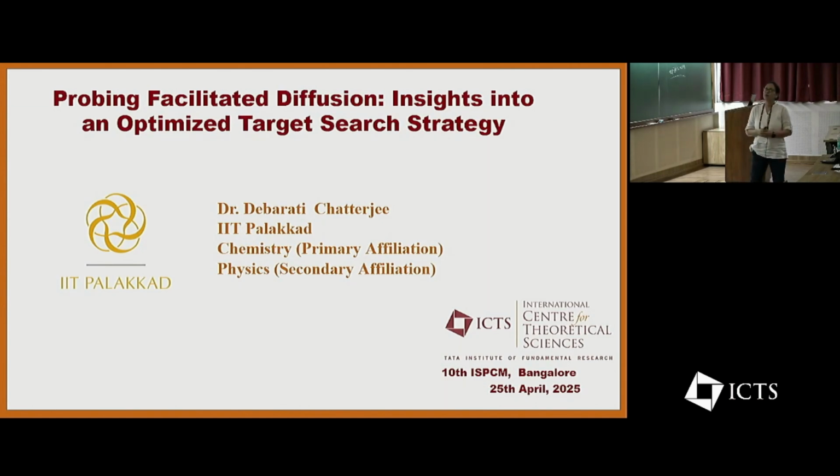So I am going to talk about probing facilitated diffusion: insights into an optimized target search strategy. Target search strategy is what I mean mainly in the context of biophysical processes. And this is one of the key steps in genetic regulation, in all the genetic regulating systems in biophysical systems. So what are those? There is translation, transcription, genetic editing, and all this. So one can already understand the importance of this kind of strategy, or of understanding the microscopic picture of it, right?